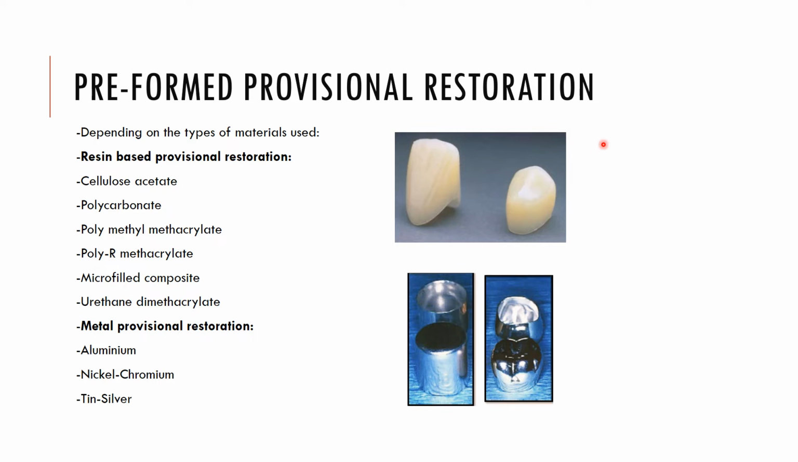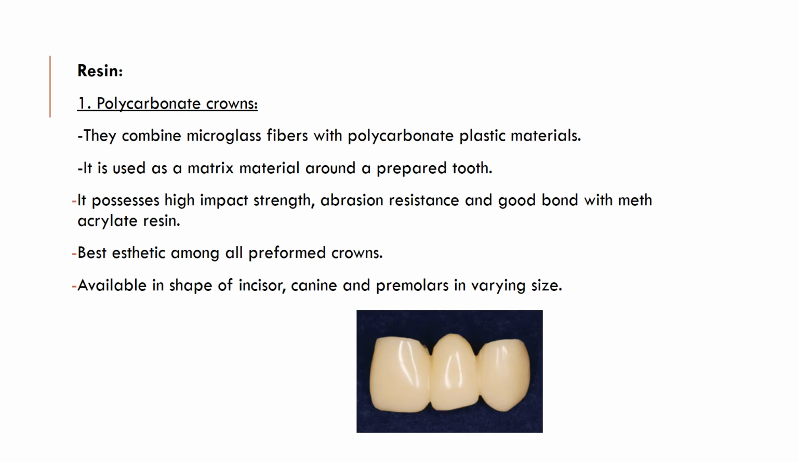Coming to preformed provisional restorations, guys. Depending on the material types, they can be resin based or metal based: cellulose acetate, polycarbonates, polymethyl methacrylate, polyvinyl methacrylate, microfill composite, urethane dimethacrylate. These are resin based. Metal based: tin silver, aluminum, nickel, chromium. I will just be covering four of the main important ones; the rest of them you can list down.